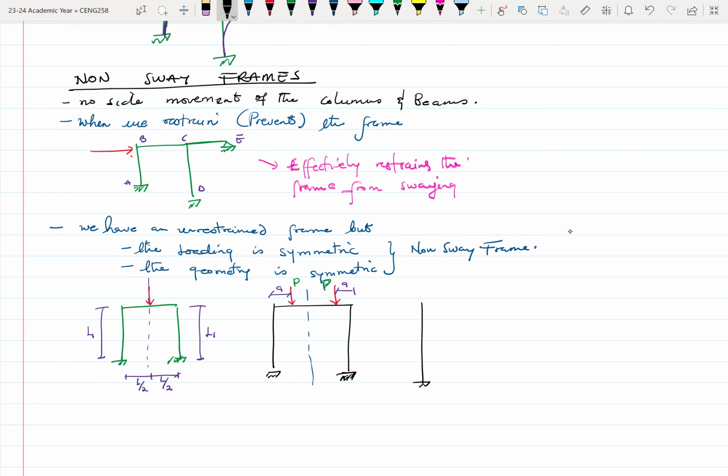Now, the last example, you have this here. Apply a load W and a load W on this end. Because the loads are moving in opposite directions and they are both at the same location along the legs of the frame, again, this frame will not sway. All right. So this is because of both the geometry and the loading of the frames. If one is symmetric and the other is not, the frame will sway.